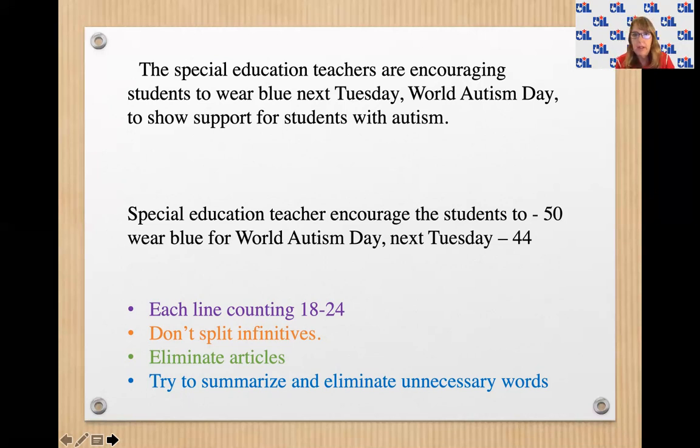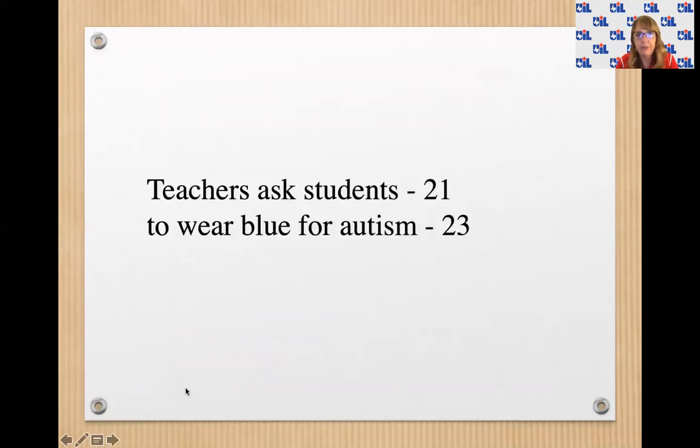So we don't want to split infinitives. We have to eliminate articles, and we need to summarize and eliminate unnecessary words, because if you go over the count, your headline is eliminated. If you're under the count, your headline is also eliminated. So you've got to be between that 18 to 24. So we've got to figure out a way to get this headline down to 18 to 24.